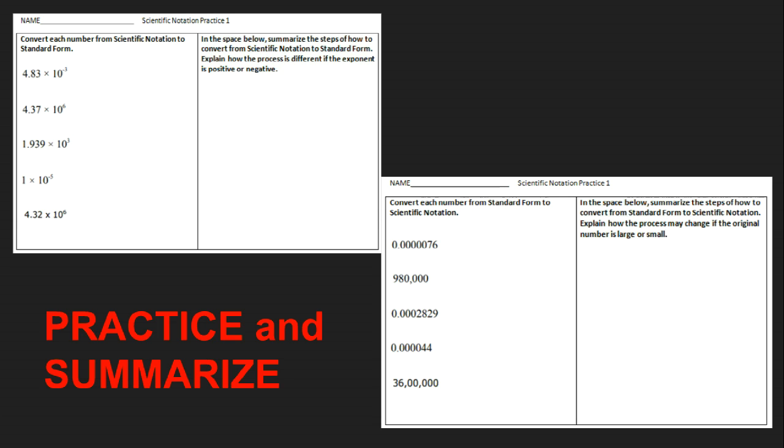So me and Mr. Shog, we're going to hand out a paper for you to work on. The front side is simply converting each number from scientific notation to standard form, followed by a brief summary of how you do that. The back side is converting each number from standard form back into scientific notation. So we've done a lot of practice over the last 2 days with this, and your job now is to go through and practice it. So you've got this time to go ahead and work. If you need help, raise your hand or ask your table partner.